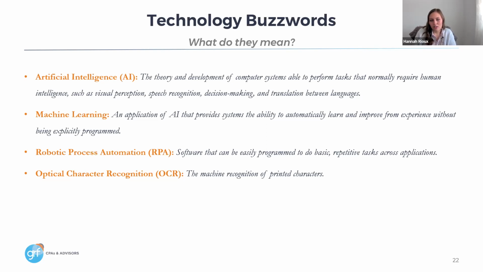Robotic process automation, or RPA, is software that can be easily programmed to do basic repetitive tasks across applications. And we will show you a neat example of this shortly. And then we have optical character recognition, or OCR, which is the machine recognition of characters. This one by itself might not seem super exciting, but when it accompanies other tools, it helps other tools in everyday life and the finance and accounting world.